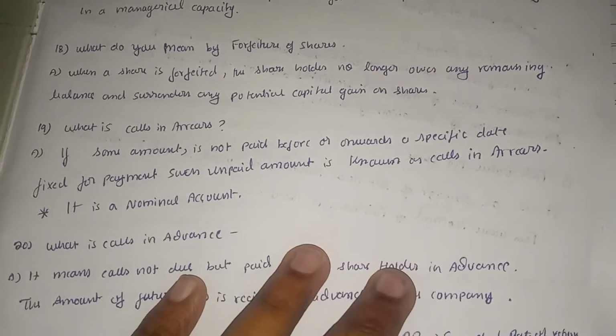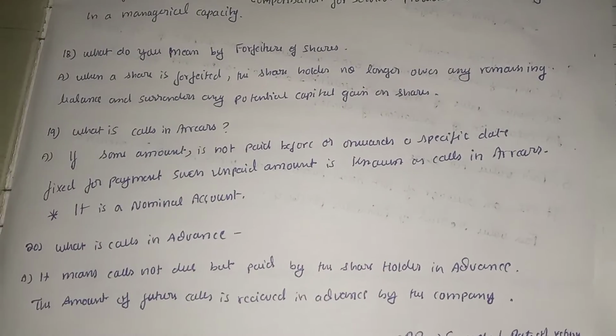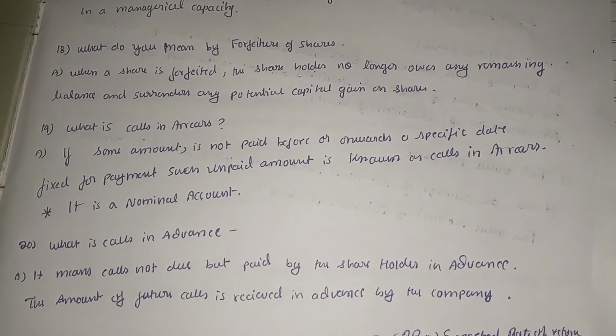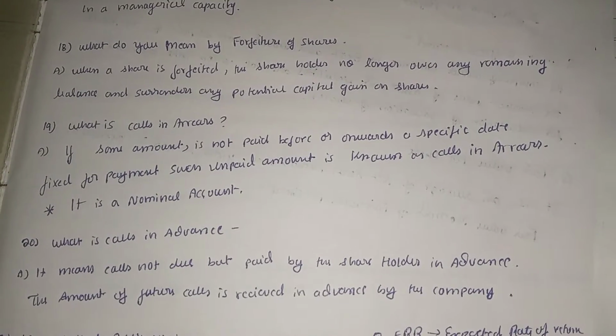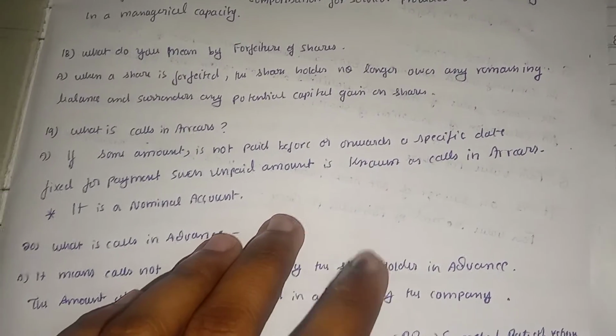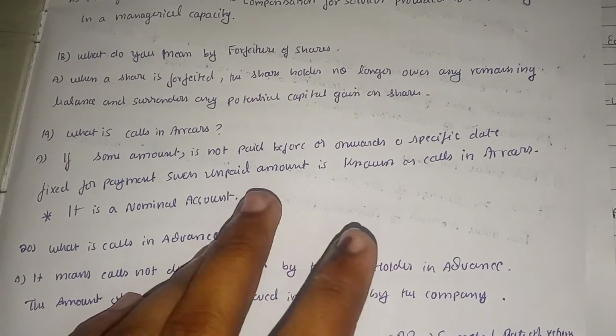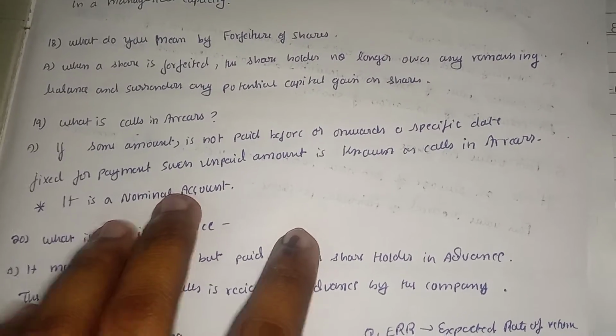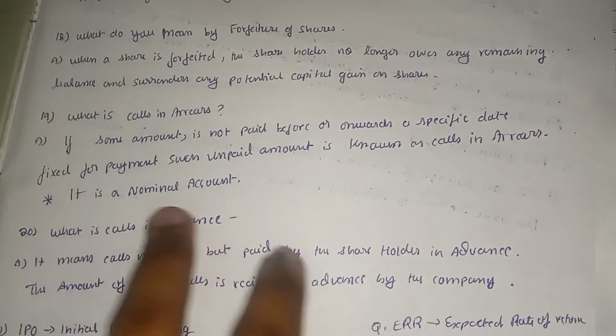What is calls in arrears? If some amount is not paid before or on the specific date fixed for payment, such unpaid amount is known as calls in arrears. See, in shares, if you do not pay the money on the specific date fixed for payment, then it is called as calls in arrears. One important point to be noted is it is a nominal account.